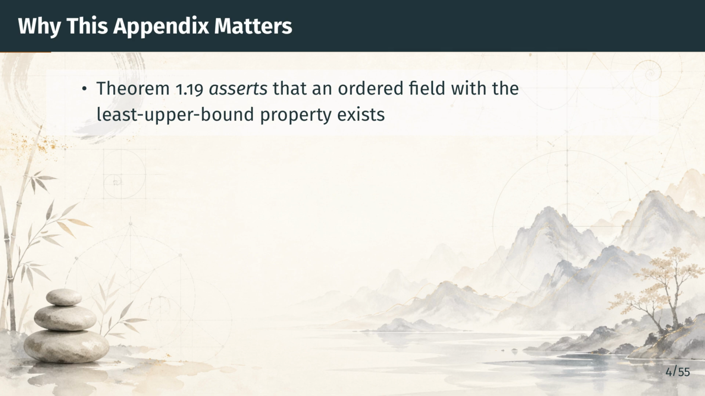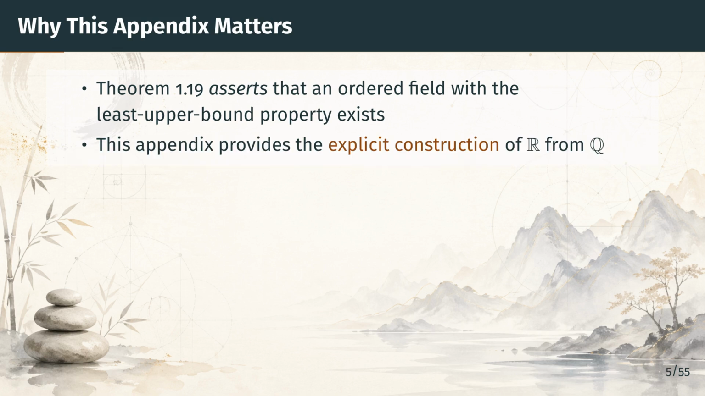So far in this chapter, we have been working with the real numbers as if they exist. Theorem 1.19 claimed that there is an ordered field with the least upper bound property, but we never proved it. This appendix fills that gap. Let's outline the strategy. We are going to actually build the real numbers out of the rationals. This is not just an abstract existence argument. We will define specific objects, called Dedekind cuts, and equip them with addition, multiplication, and order. And the method has a name.